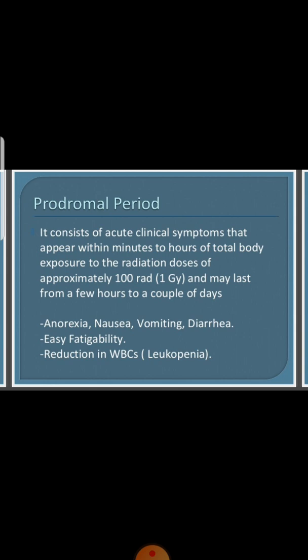So this is the immediate response of radiation sickness, and we call it the prodromal period. The duration of the prodromal period is from a few hours to a couple of days, and the severity of the symptoms is dose related. If the dose is in excess of 100 rad, then the symptoms will be violent.